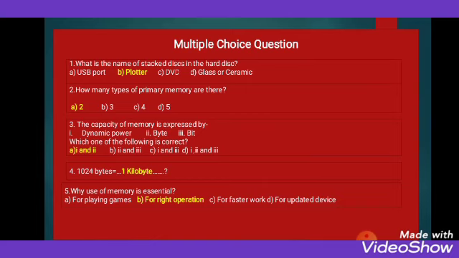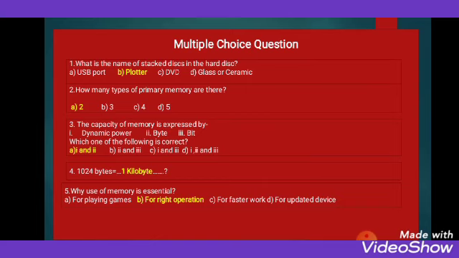Now come to the multiple choice questions. I am also giving the answers here, for your betterment. See question number 1: What is the name of the stacked disk in the hard disk? Option A, USB port; option B, platter; option C, DVD; option D, glass or ceramic. So option B, platter, is the correct answer, right?